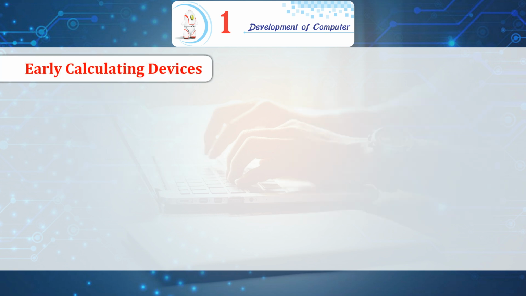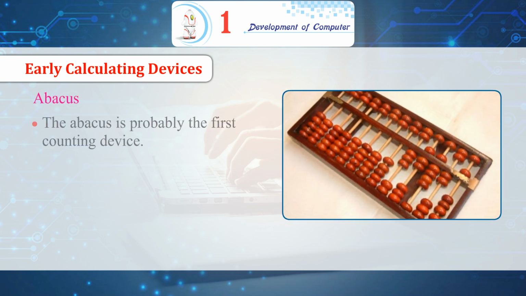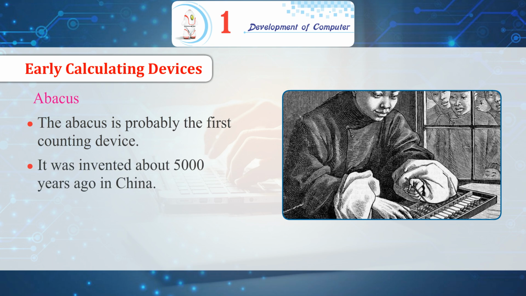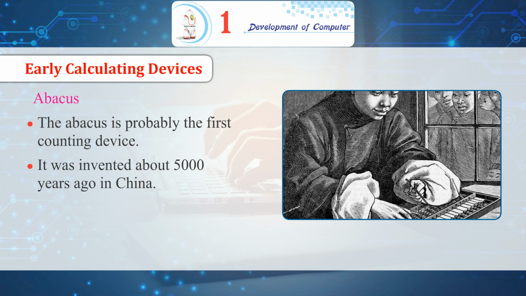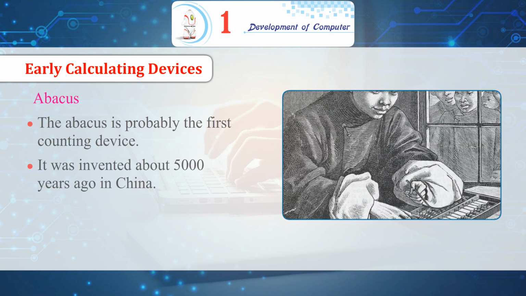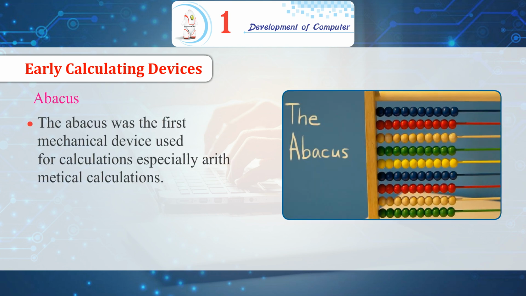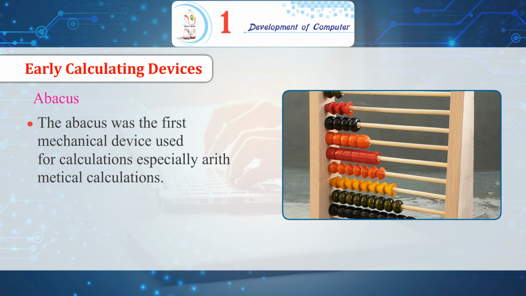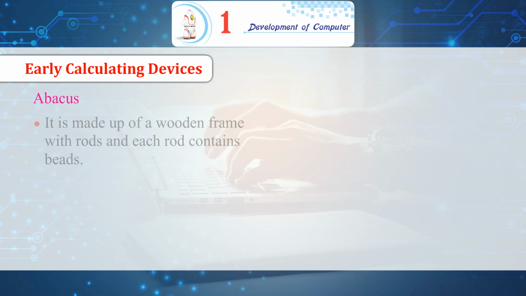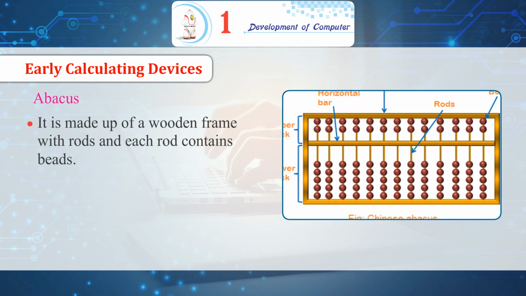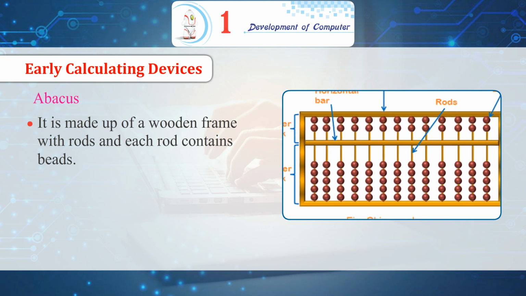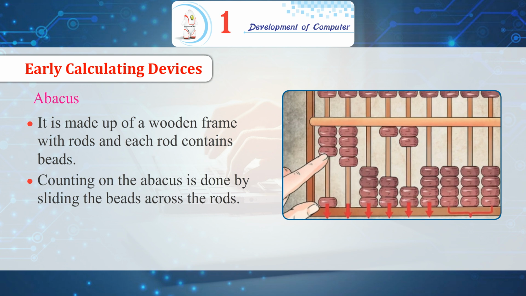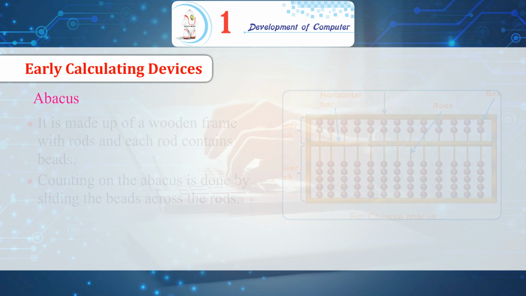Early calculating devices. Abacus. The abacus is probably the first counting device. It was invented about 5,000 years ago in China. The abacus was the first mechanical device used for calculations, especially arithmetical calculations. It is made up of a wooden frame with rods, and each rod contains beads. Counting on the abacus is done by sliding the beads across the rods.